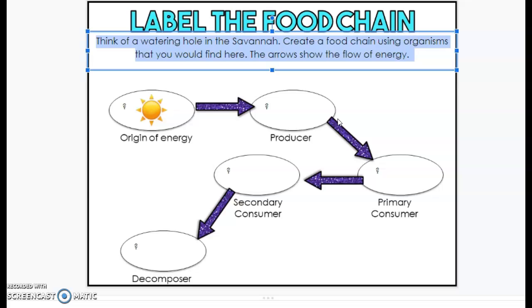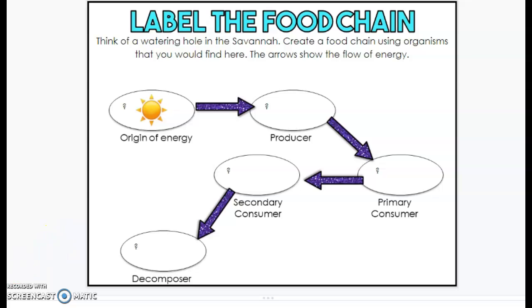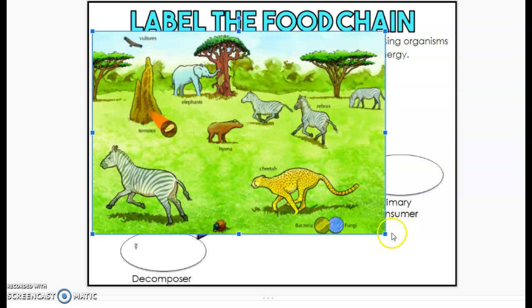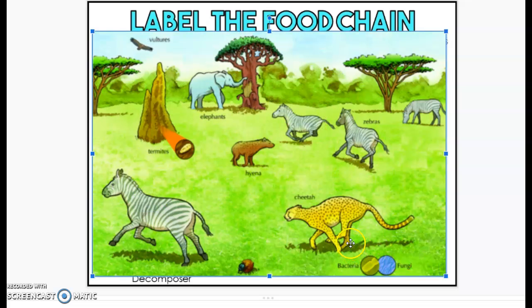Now we learned about different environments in our past science lessons, that we can have tropical, we can have the desert, the Arctic, and we're going to be looking at the savanna today. I'll show the picture on here and you can follow along with me. So here is an image of a savanna. You can see that there are a lot of animals. I see grass, I see trees, I see termites, that are bugs that consume different things.